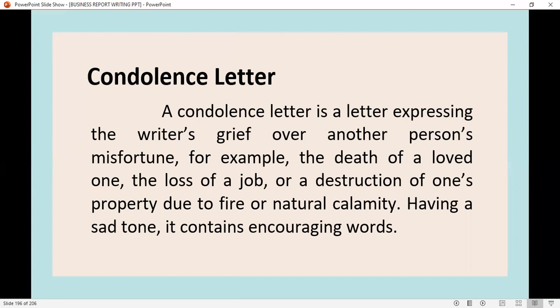Pwede po itong sa nabigo mong kaibigan, the death of one loved one, nawalan siya ng trabaho, nasira yung bahay nila, nasunog yung bahay nila, di ba? Due to fire or natural calamity, nabagyuhan sila. So you will send condolence letter. But if you are saying or sending your condolences, dapat may S po ha, condolences. Having a sad tone, it contains encouraging words.